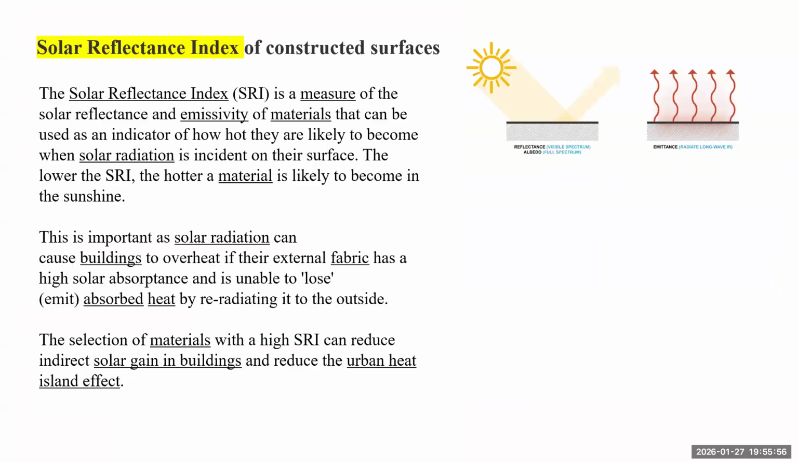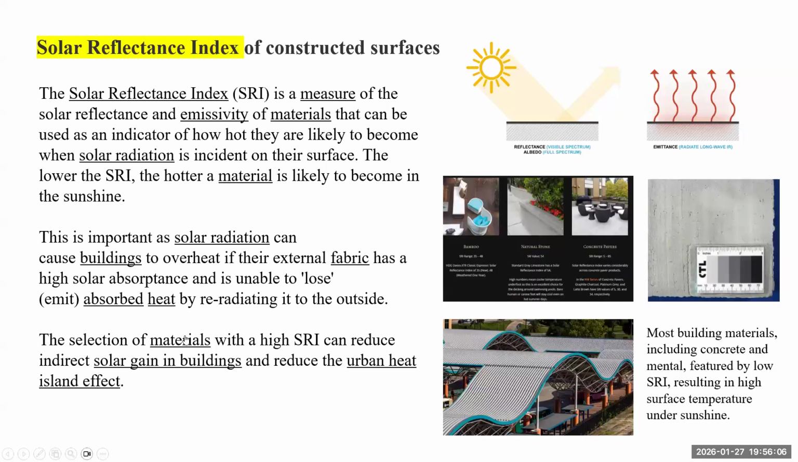For the solar reflectance index, in fact, as we mentioned last time, this is the ability of the surface under the sun to stay cool or warm. Unluckily, most building materials, even construction materials, concrete, metal, marble, or wood, all have a low solar reflectance index. That means they easily trap heat under the sun.